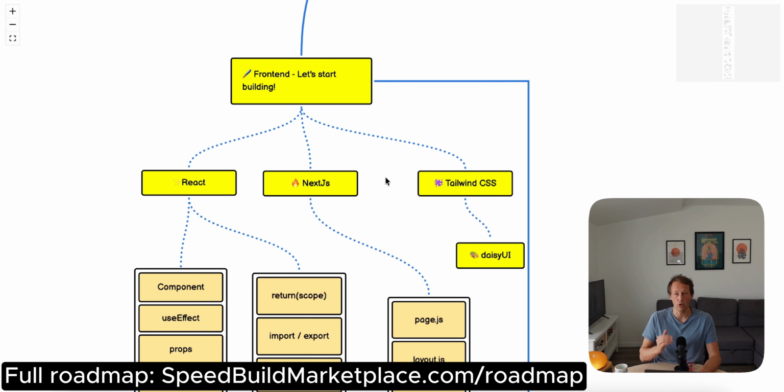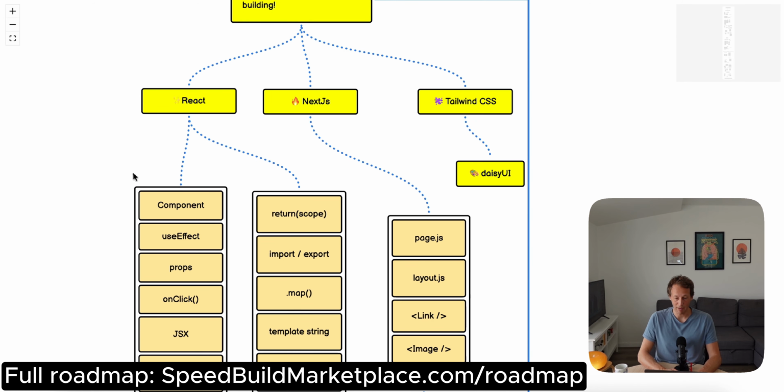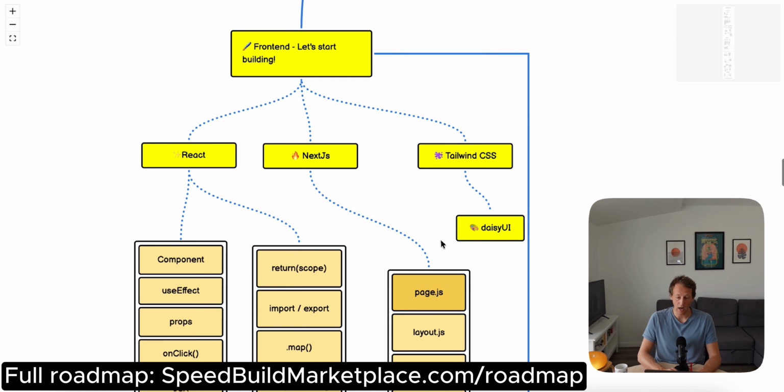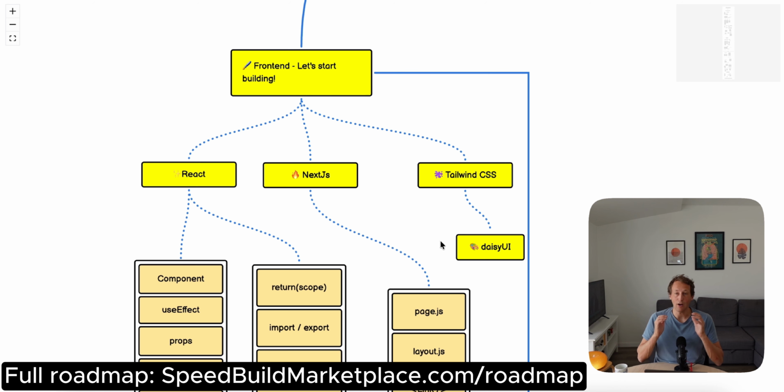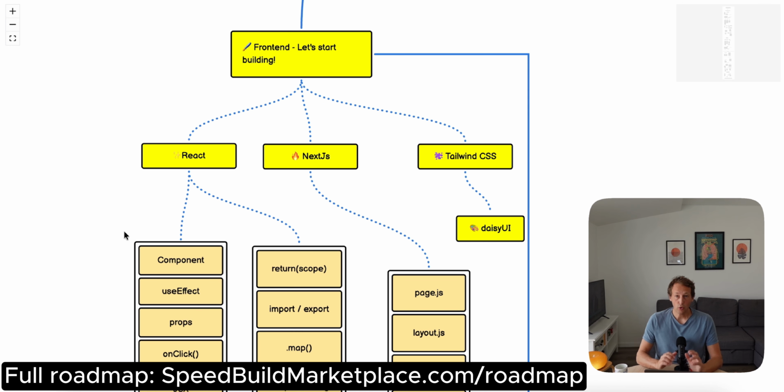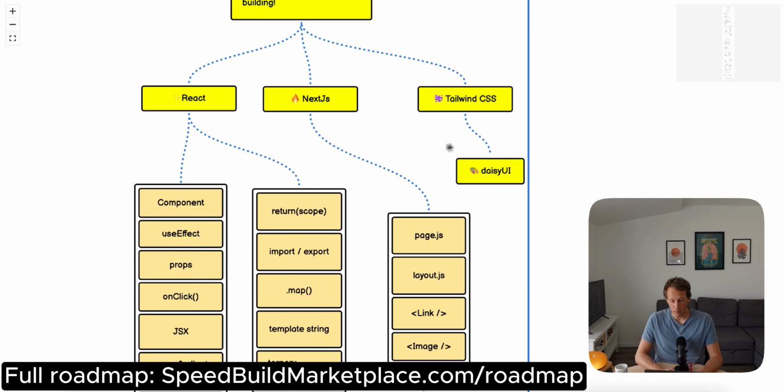But now that you know the basics and soon about React, Next.js, Tailwind, and DaisyUI, then you'll be able to build an awesome online marketplace using AI. So basically prompting your online marketplace. So you will learn about React, Next.js, Tailwind, and DaisyUI.